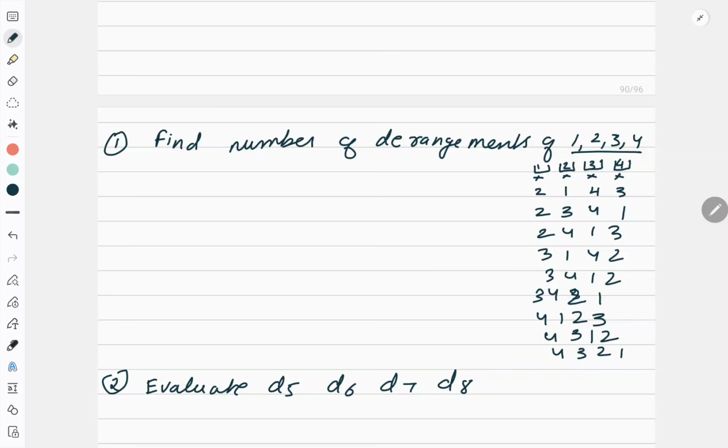This way you can do it, but if the numbers are more, you can't keep on writing. There is a high chance of making a mistake. That is the reason we apply the formula. Now let us apply the formula.